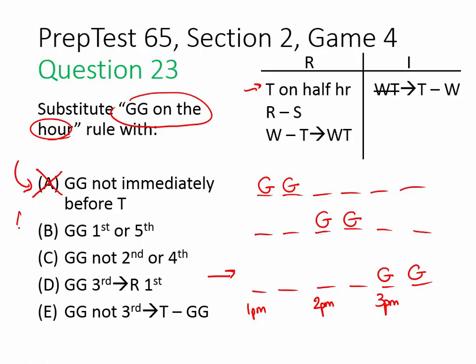Answer choice B, G must be first or fifth. Great, takes care of this one, and it takes care of this one. It says nothing about this one. This is way too restrictive.